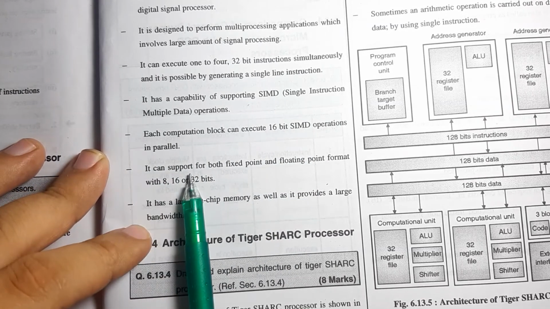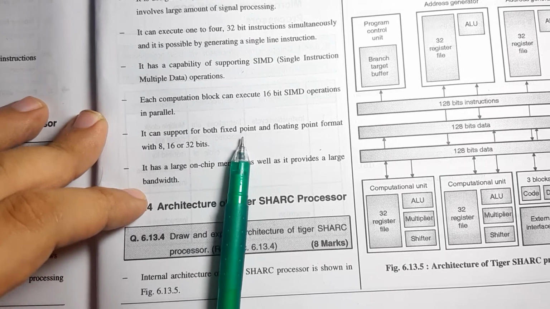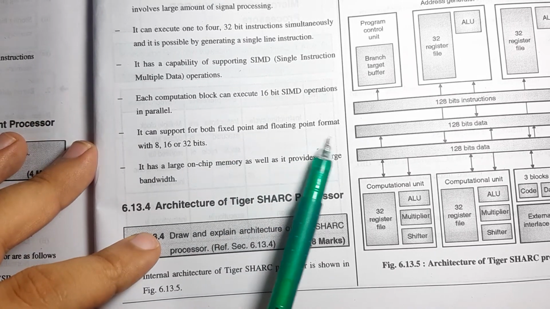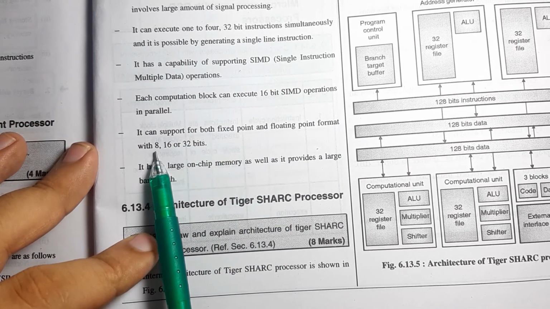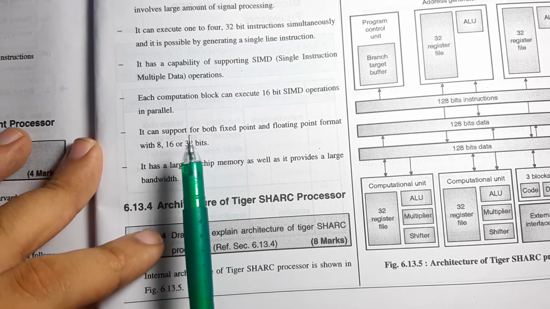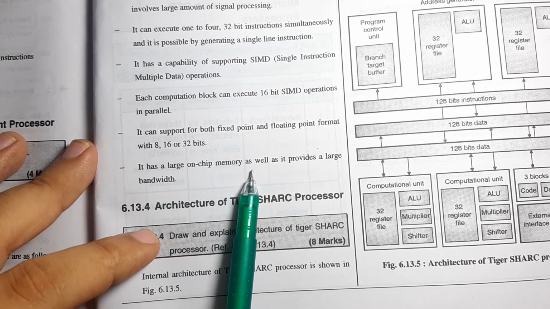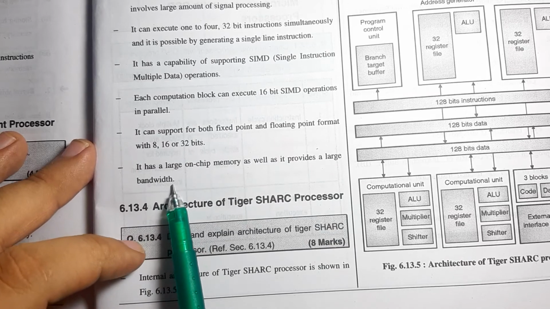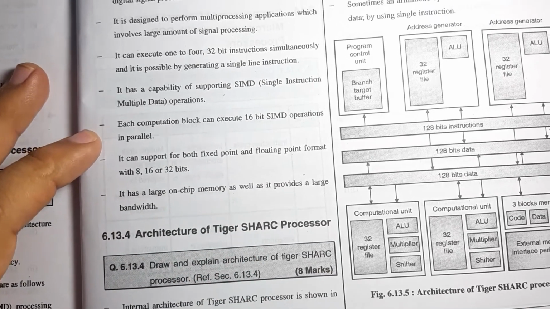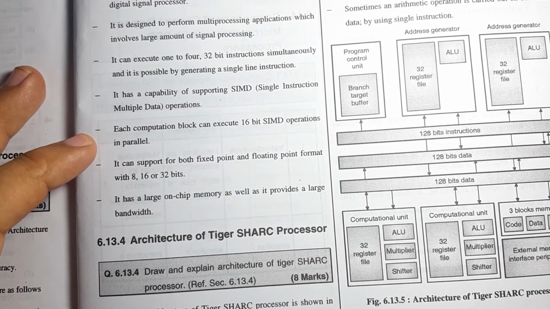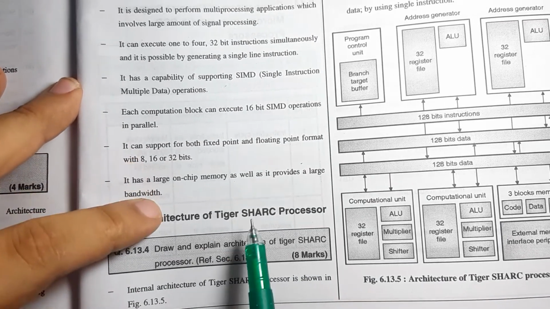Now, it can support both fixed point and floating point format with 8, 16 or 32 bits. It has a large on-chip memory, and it also provides a large bandwidth. So yes, Tiger Shark is one of the most important topics. Now let us discuss something more on the architecture of the Tiger Shark processor.